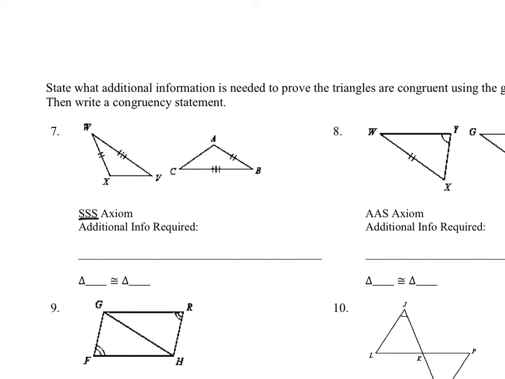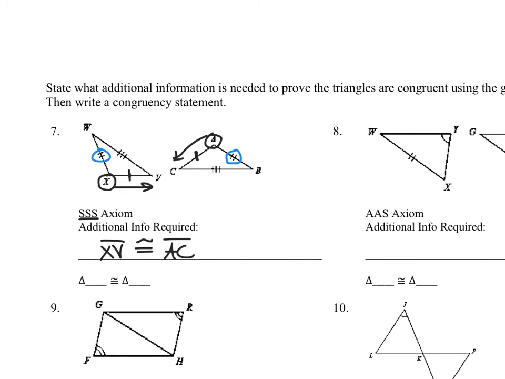SSS, I need 3 pairs of corresponding congruent sides. So in order for that to work out, this side would have to be congruent to this side. All right, so my additional information required would be that XV, side XV, must be congruent to side AC. Now I'm going from the direction of X to V here, and you'll notice that that's from the direction of the side with 2 tick marks. So here's the side with 2 tick marks, so that's telling me that I want to go from A to C.